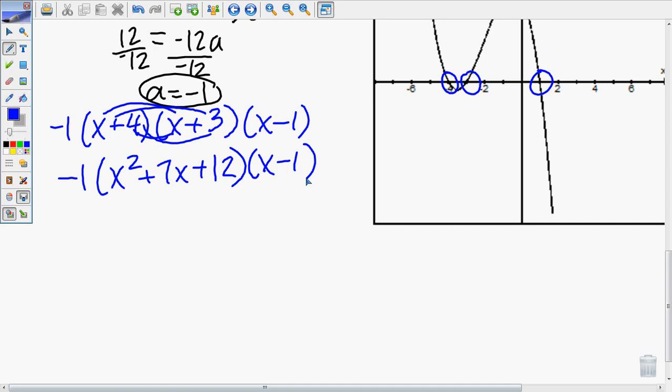All right, so now I'm going to have to distribute again because I still have parentheses, right? Gotta get rid of these bad boys.